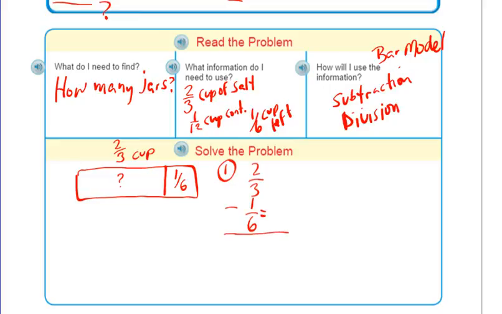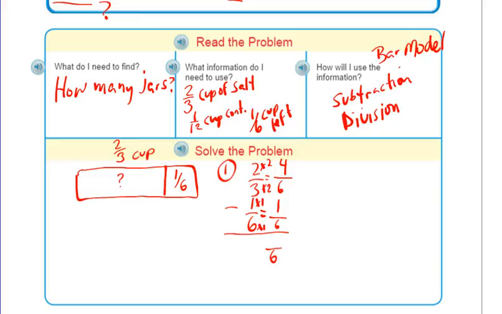So I have to find a common denominator, and I know 3 goes into 6, so my common denominator is 6. Find my equivalent fraction, 3 times 2, 2 times 2, that gives me a 4 up top. And I have a 1/6 on the bottom because nothing changes. It's like multiplying by 1.